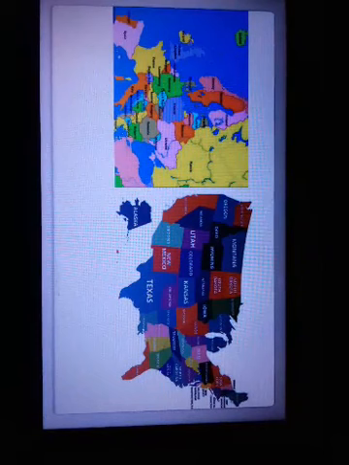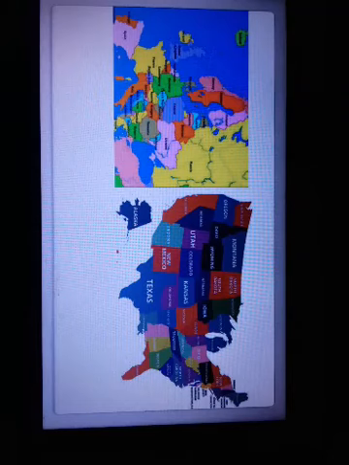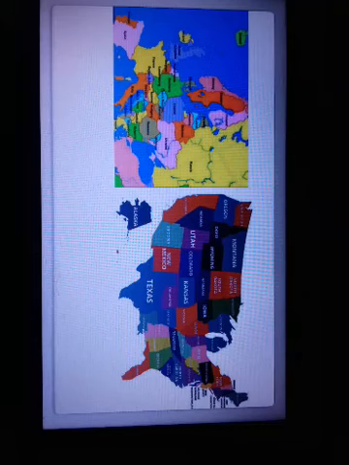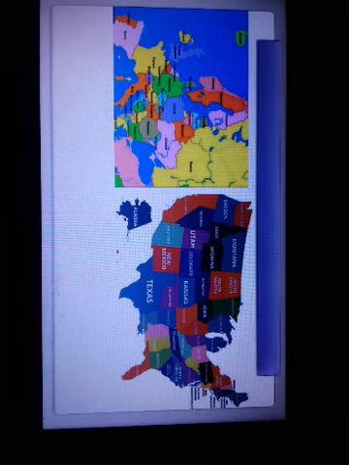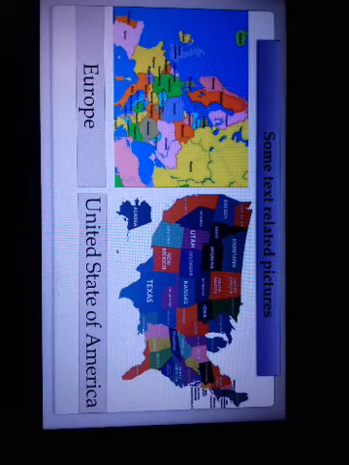Okay, dear students, now while reading the text, you will see some words and the names of some places. To understand the text clearly, I will show you some places that you will find in the text, the students, some text related pictures.